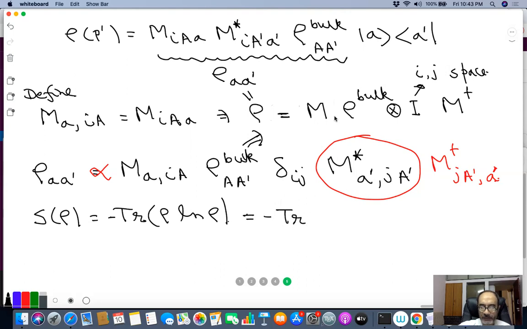So far, I haven't used the fact that M is an isometry. I used the fact that N is an isometry, but I haven't used that M is an isometry. Now I'm using it, because I'll set M dagger M equal to 1. So this is minus trace of rho prime log rho prime. What is rho prime? By definition, rho prime is rho bulk times identity.